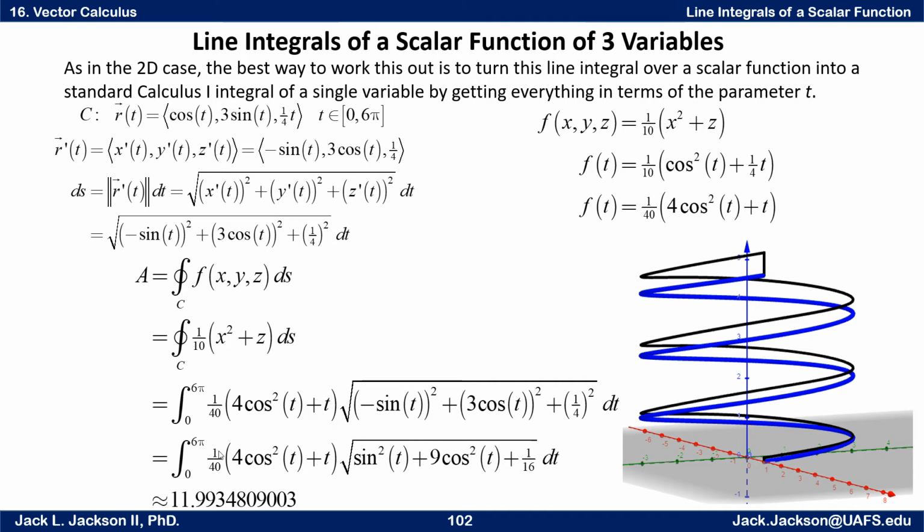Okay, now integrating over the curve, our t values are going to go from 0 to 6 pi. That was given. And then this part right here is our original function, which is 1/10 x squared plus z. But x squared, let's see what's x. Well, x is cosine of t, so this becomes cosine squared t. And z is 1/4 t. So I'm going to factor 1/4 out of here, making this 1/40th, and making this 4 cosine squared t, and then just t. So I got all my fractions in one place, kind of like getting a common denominator. So that right there is what I put in for f of x, y, z.